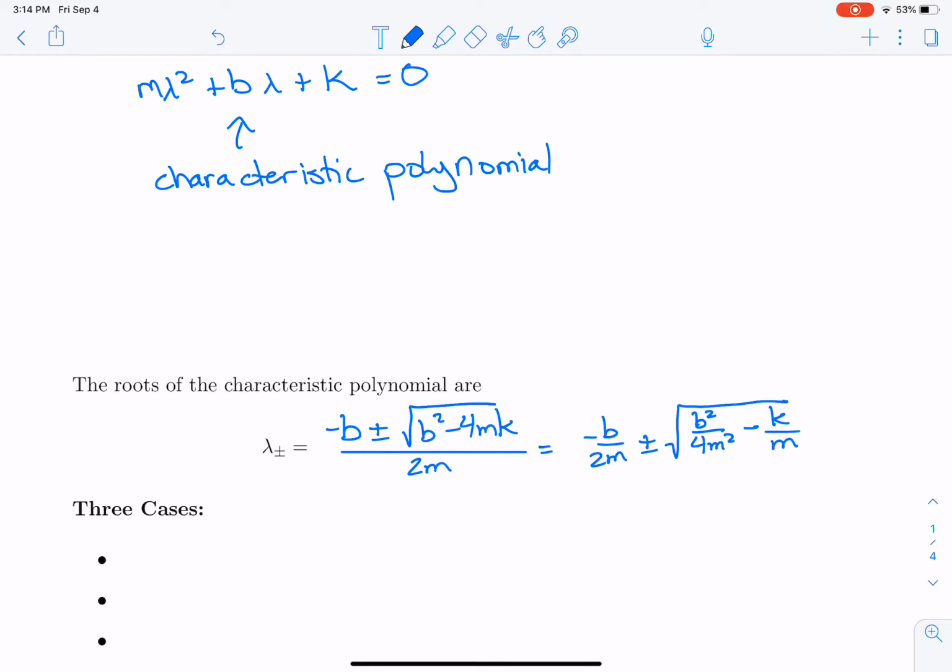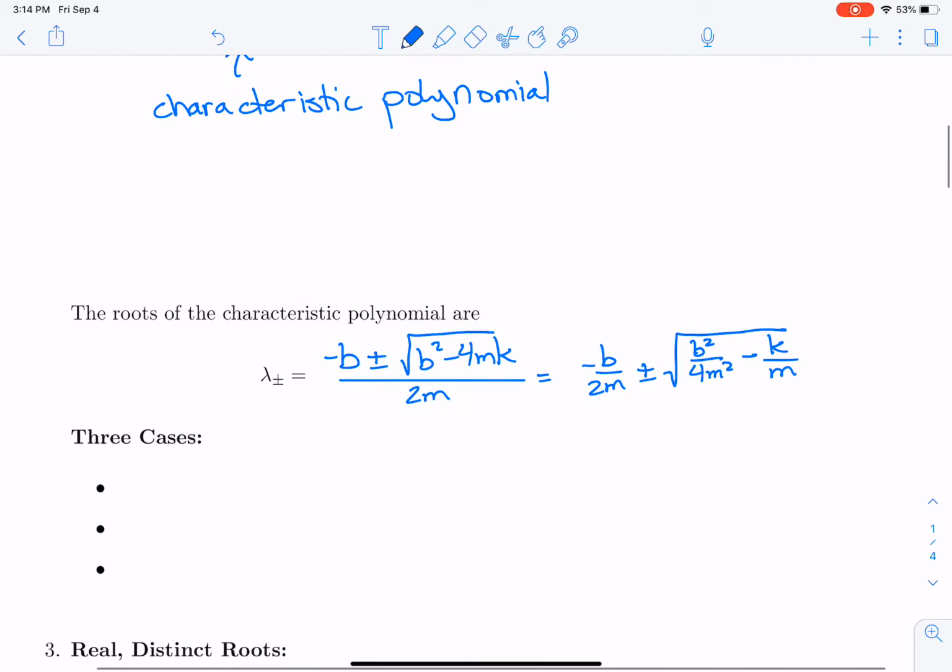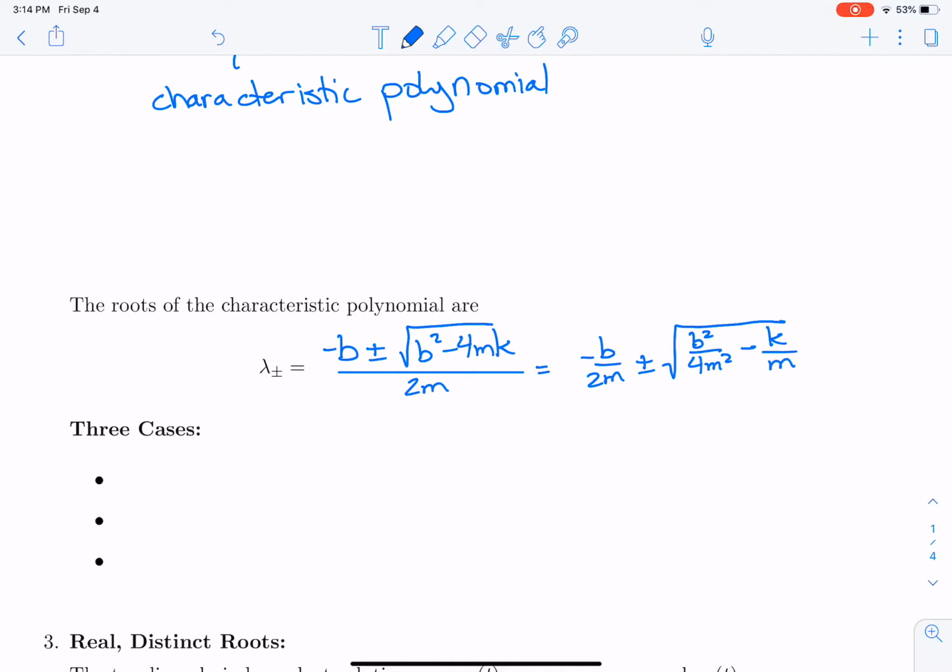So the characteristic polynomial has two roots, and so that's going to give us two solutions, e to the lambda plus t and e to the lambda minus t. But because we're dealing with that square root, there are going to be three different cases of what kind of behavior might occur. We could have the simple case that b squared minus 4mk is bigger than 0, in which case both roots are going to be real. So we're going to have two real distinct roots.